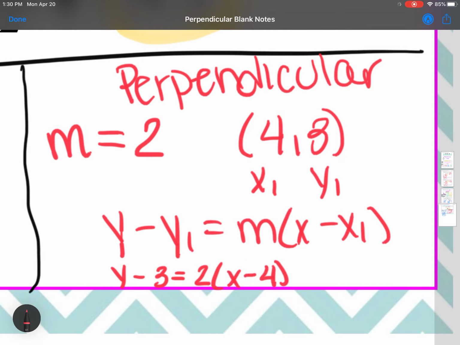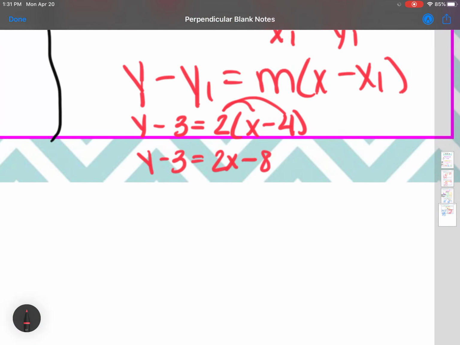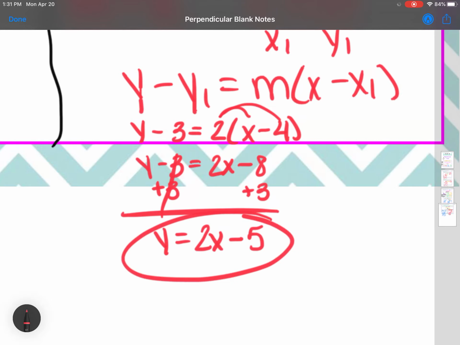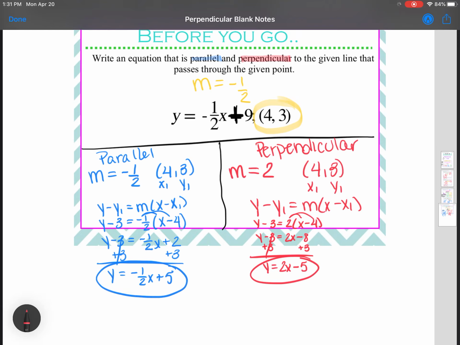If you notice, this first step is mostly the same except for my slope. Now I'm going to distribute. Y minus 3 equals 2x. 2 times negative 4 is minus 8. I'm going to add 3 to both sides. Y equals 2x minus 5. Negative 8 plus 3 is negative 5. Okay? So that is how we would do parallel and perpendicular.